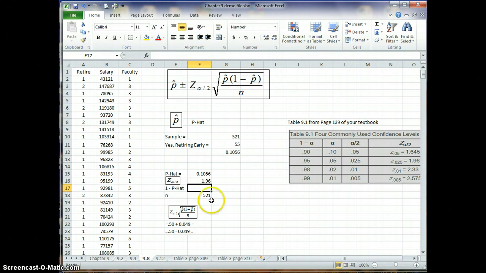So I've got the 0.1056, and again we want 95% confidence, so we're back to the 1.96, and then 1 minus p hat is equal to 1 minus p hat, and we've got the n, the sample size of 521 there.